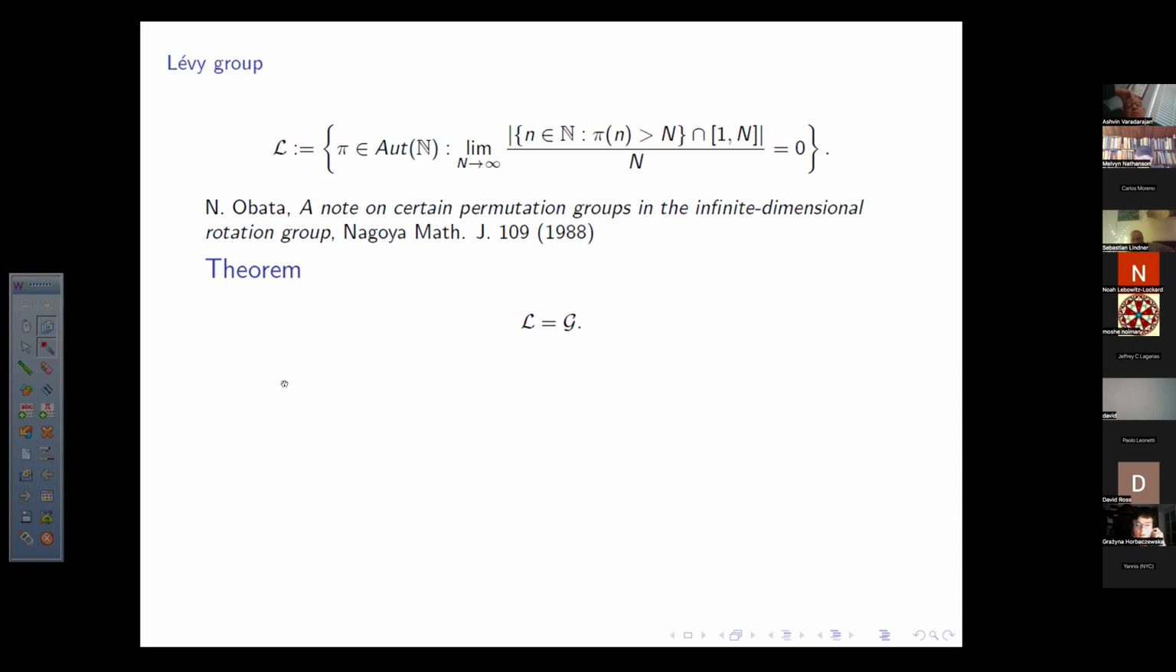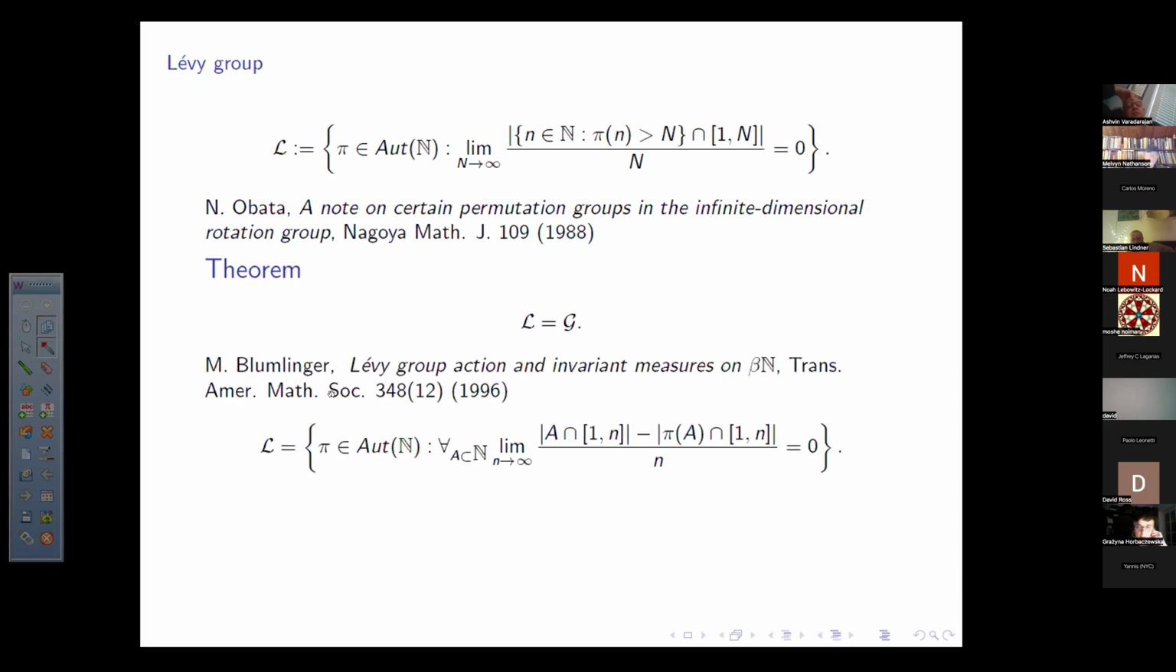And we can find another characterization of this group in the paper by Blümlinger, I don't know how to pronounce it properly, sorry if I changed this name. So we have the following description. For any subset A of the natural numbers, when we consider the difference between the cardinality of the set A on the initial interval up to n, and the cardinality of this transported set on the same interval, in comparison with this interval, it goes to 0. So it's the same group.